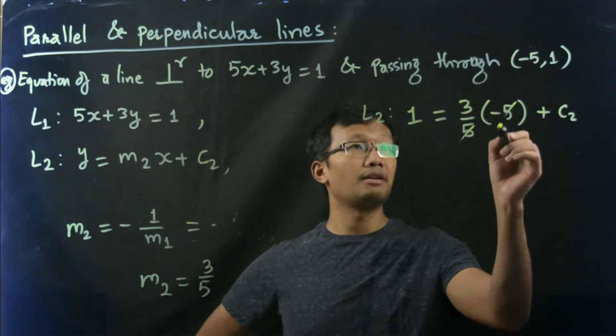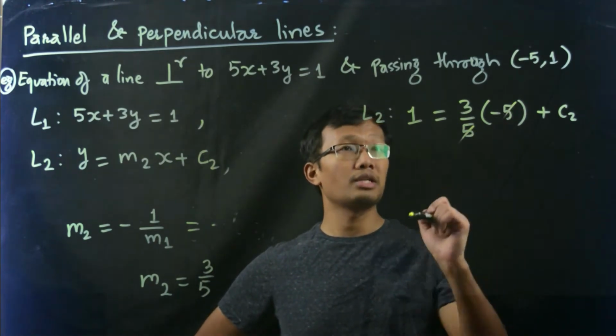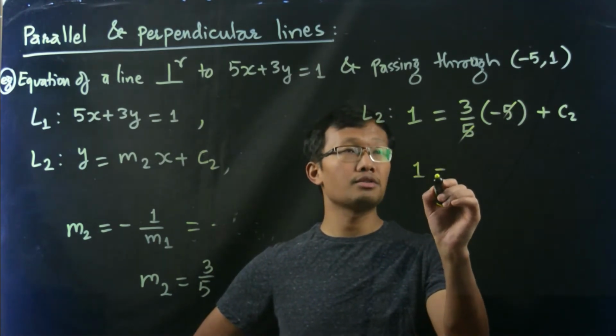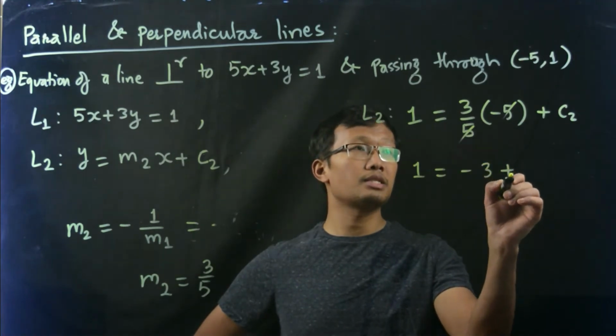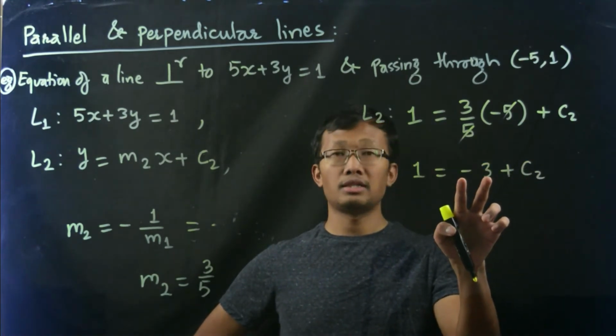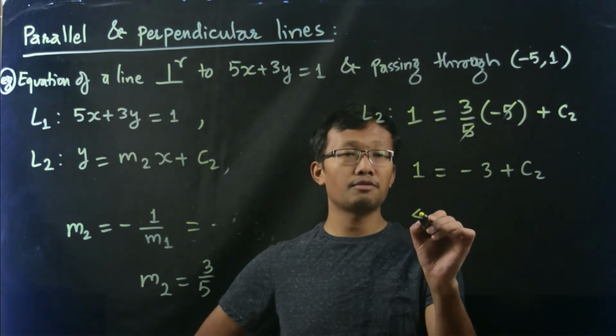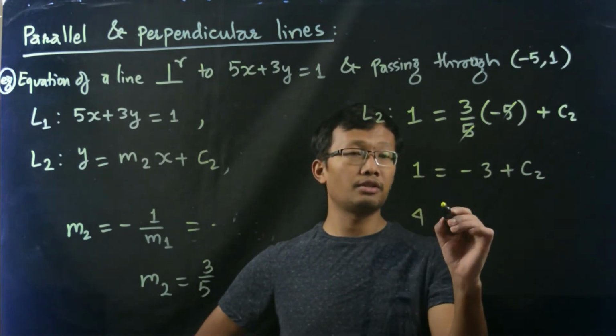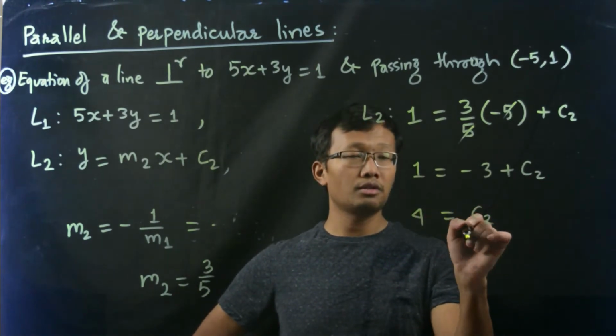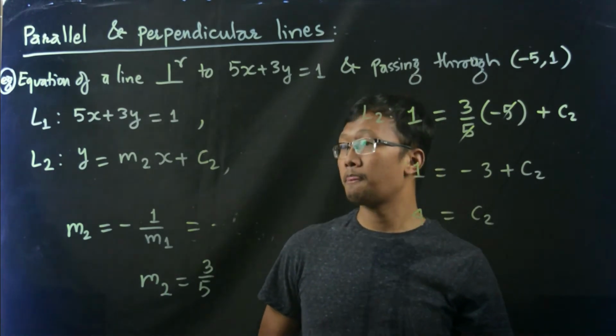So the 5 and 5 get cancelled, and negative 3 is left there. So 1 equals negative 3 plus c2. Take this to the other side, which gives us 4. 1 plus 3 equals 4 equals c2. So the value of c2 is 4.